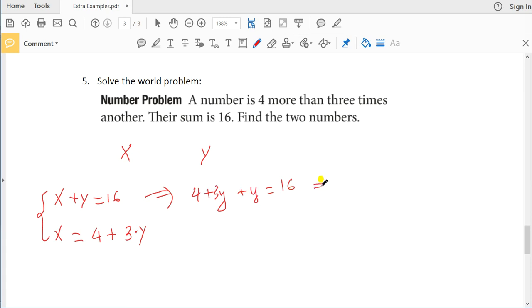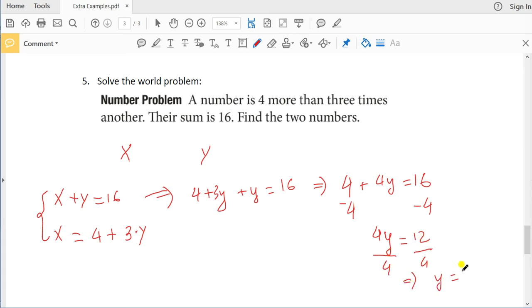Now I combine like terms: 3y plus y is 4y, so 4y plus 4 equals 16, and subtracting 4 on both sides because I want to solve for y, 4y equals 12. Dividing by 4, I have y equals 3. Now y is 3, I need to solve for x, so I can use either one of the two equations.